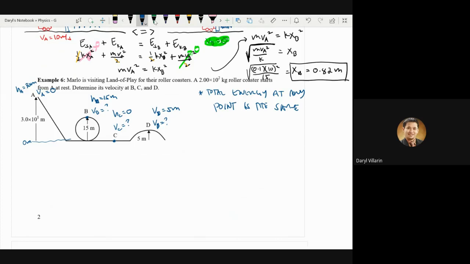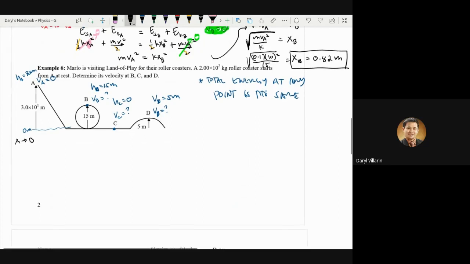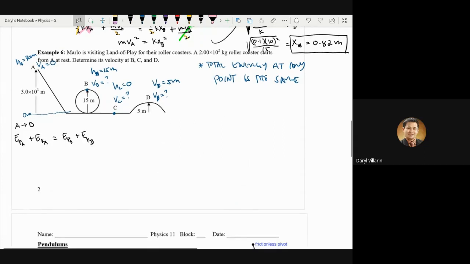So I start with A to B, point A and point B. At point A, you have the potential energy at A plus the kinetic at A, which is equivalent to the sum of the potential at B plus the kinetic at B. So this would be mgh sub A plus m v sub A squared over 2 is equal to mgh sub B plus m v sub B squared divided by 2.